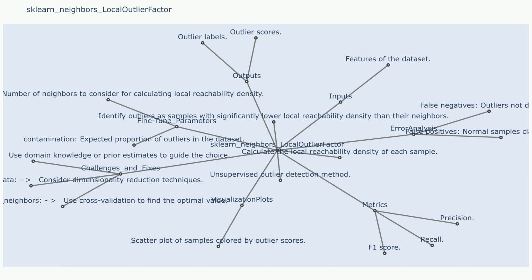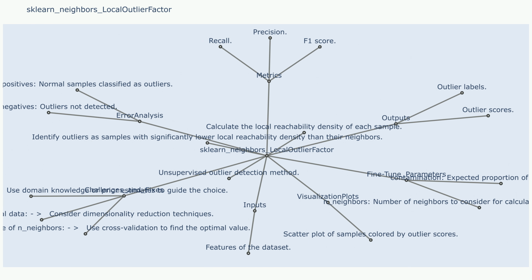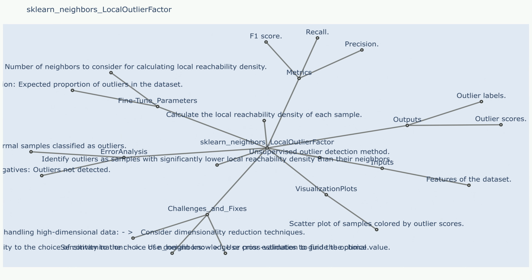Challenges and fixes. Challenge 1: sensitivity to neighborhood size. The choice of n_neighbors can significantly impact the LOF scores, potentially leading to misclassification of outliers. Sample use case: in a dataset with a highly clustered structure, a small n_neighbors value might fail to identify outliers that are in low-density regions outside the clusters.